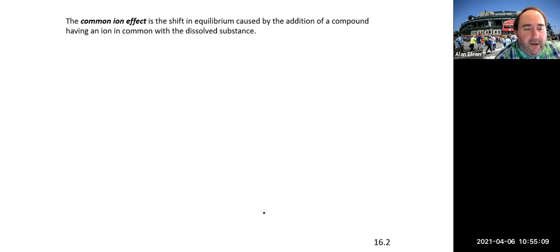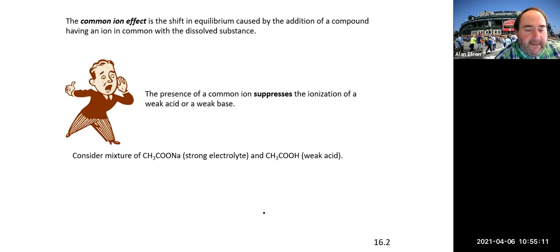Okay, so the next thing we're going to talk about, which is related to what we've been talking about here, is what happens when we have common ions. The common ion effect basically will suppress the ionization of a weak acid or a weak base. So what does that really mean?